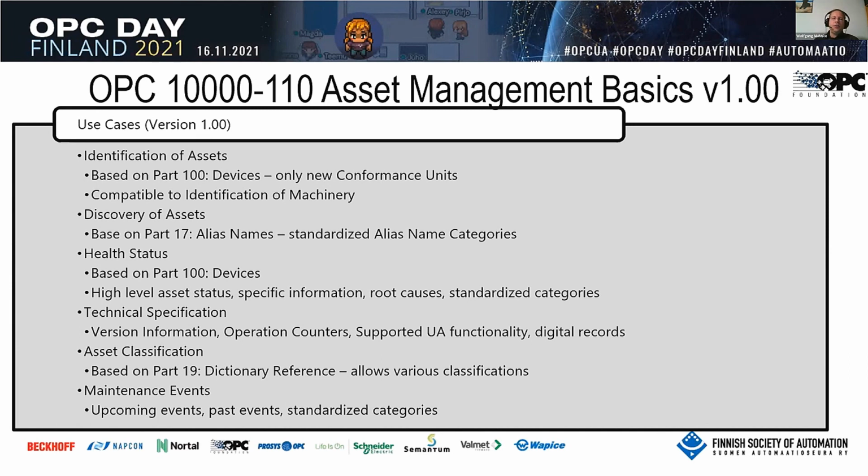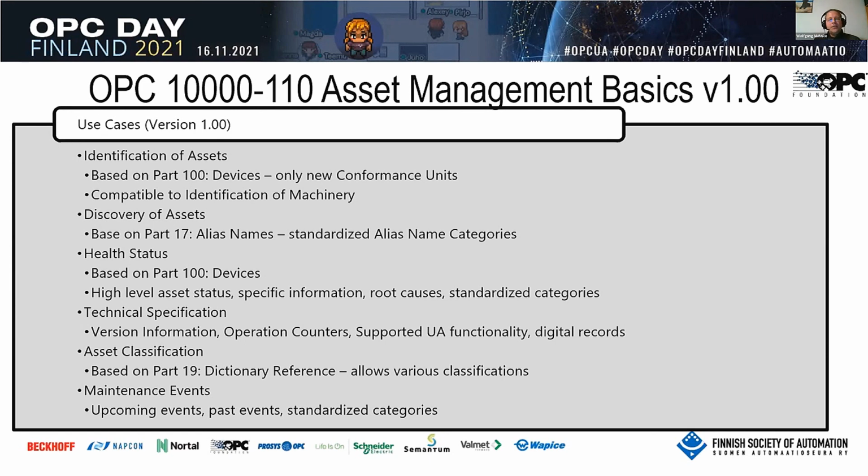We have standardized categories. We provide information about technical specification about the asset, from the version number to operation counters. We're not defining operation counters, but the infrastructure to provide operation counters. What operation counters you have, of course, depends very much on the assets you're doing. We provide what OPC UA functionality is supported in general. That's, by the way, also already defined in the base specification. We're just referencing this. Links to digital records.